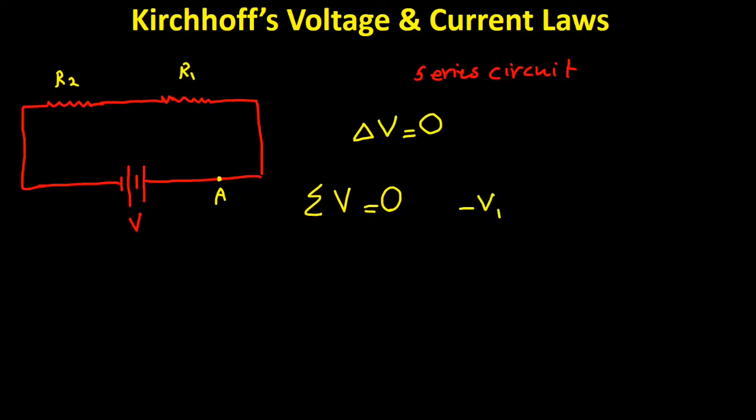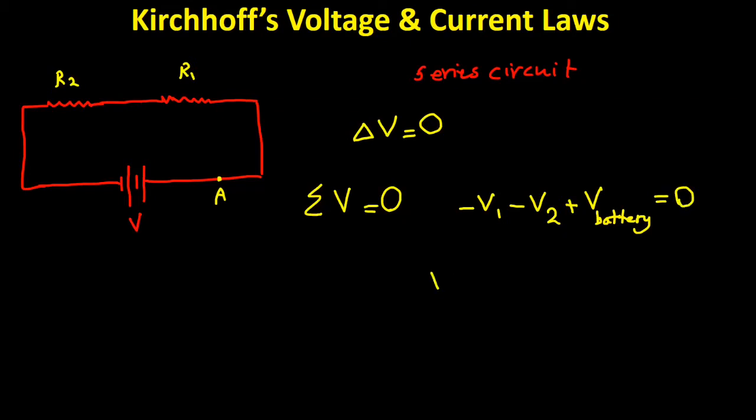Then the charge particle continues going through R2. Again, R2 is a resistor, so we have a voltage drop. Voltage drop means the amount of voltage decreases. So it should be negative again, minus V2. The charge particle continues all the way here. This is a battery. Battery gives voltage, gives energy. So it means the change of voltage is positive. So I put plus V battery. And the sum of all of these should be equal to 0.